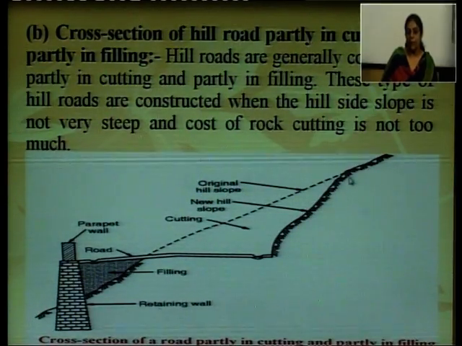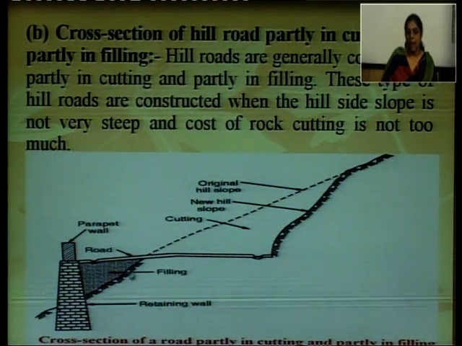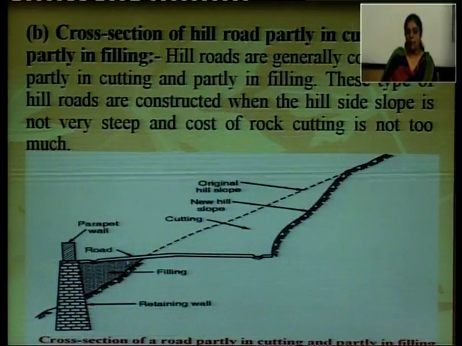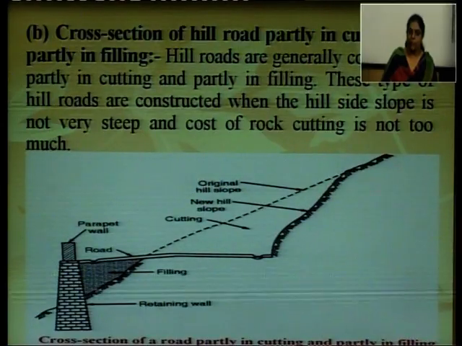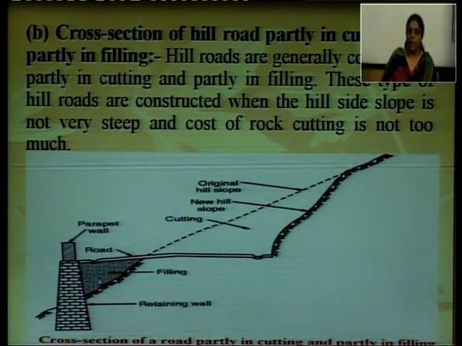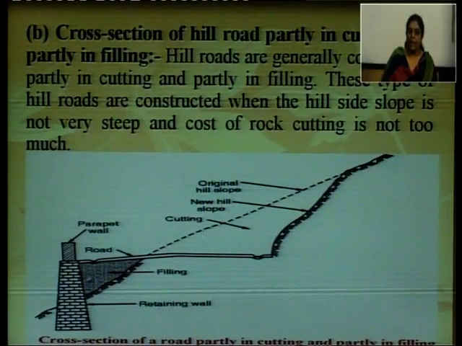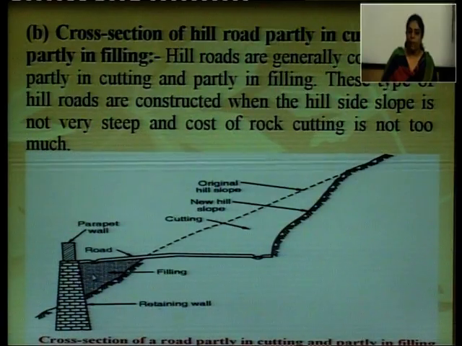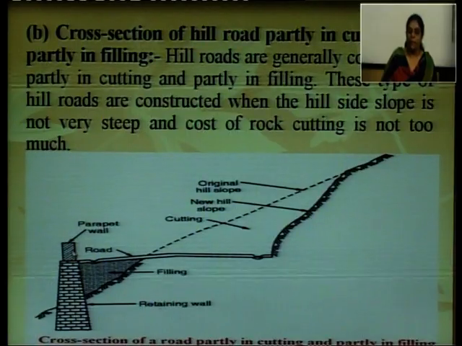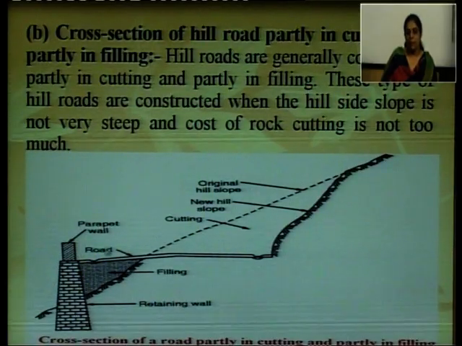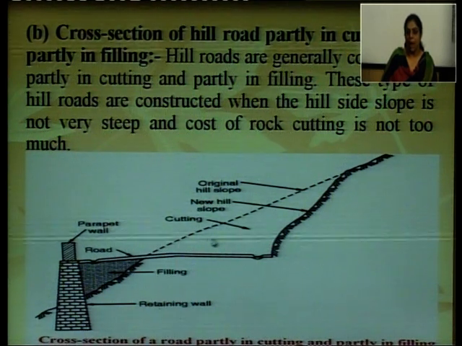This is that part of the road which is constructed in cutting, and this is that part of the road which is built in filling. So, this dark part is filling. This is the retaining wall that is retaining back the filling material. This is parapet. It is for the vehicular traffic, and then this part is the cutting part.